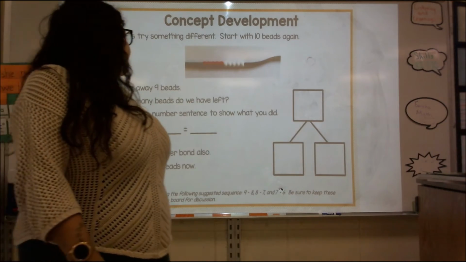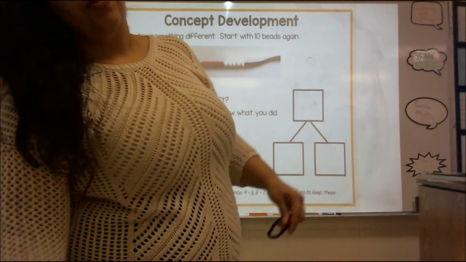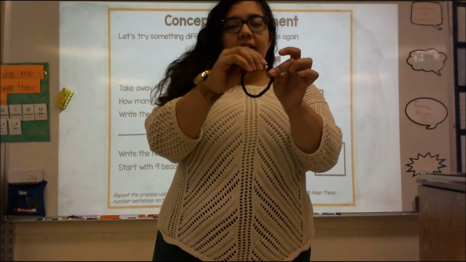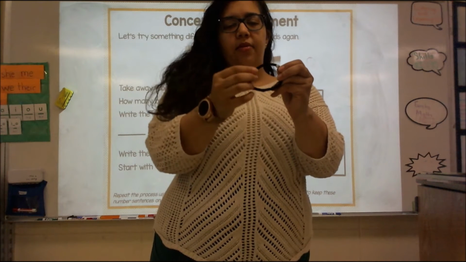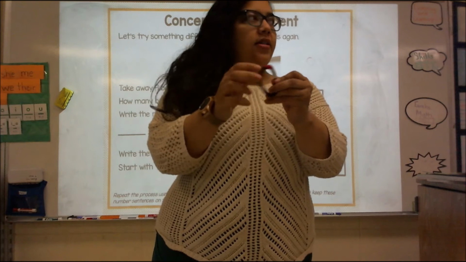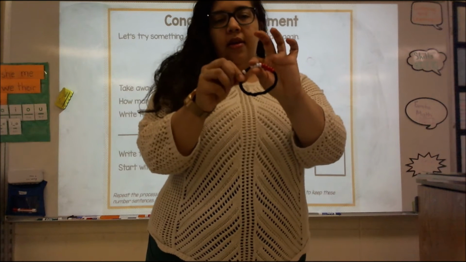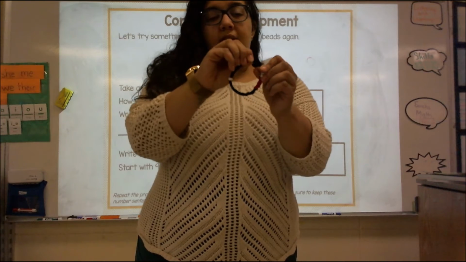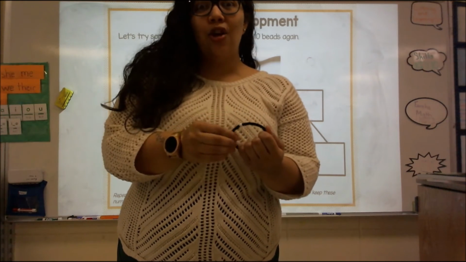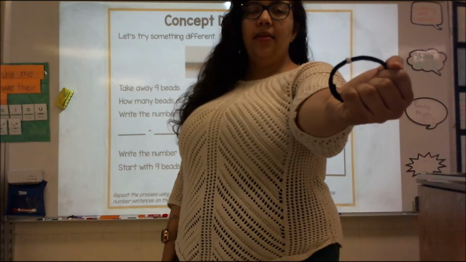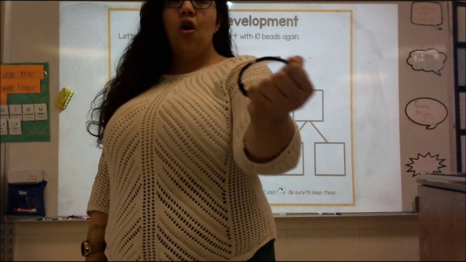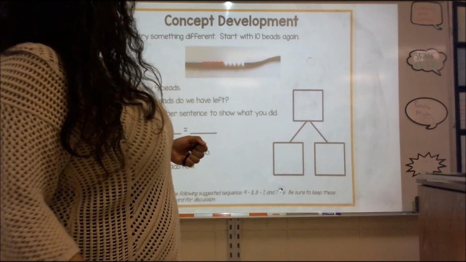All right, so let us try that again. This time, we're going to start again with 10. This time I want you to take away 9. You can either take away all the reds and most of the whites, or all the whites and most of the reds. I personally like taking away the reds and the whites. So if I take away 9, I did not need to count that because I know there's 10 and 1 less than 10 is 9. So how many beads does that leave me? What is left? 1. 1 is left.